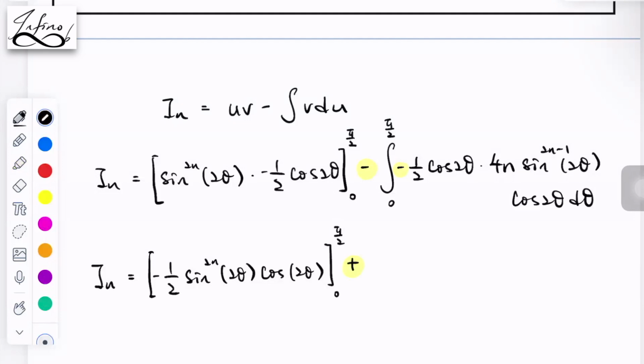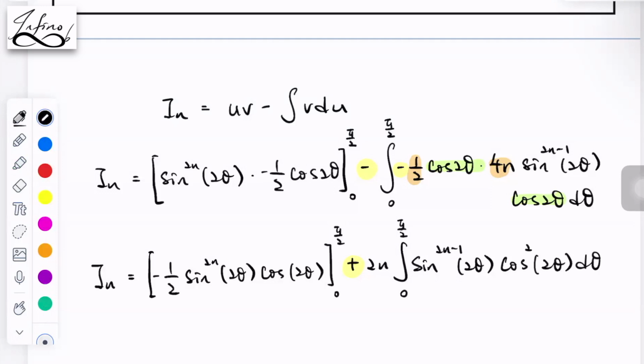Any constant that I can take out? Yes, here: 1 over 2 and 4n, and that's why I can only take out 2n here. And then integration from 0 to pi over 2, and then sine 2n minus 1, 2 theta. And then I have cosine 2 theta times cosine 2 theta, and that's why I will have cosine square 2 theta. So far, so good.